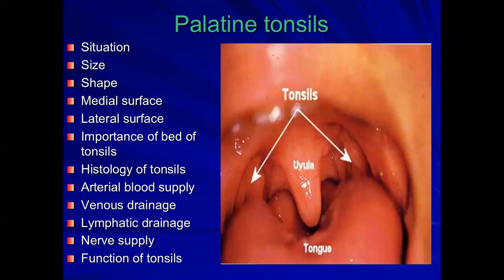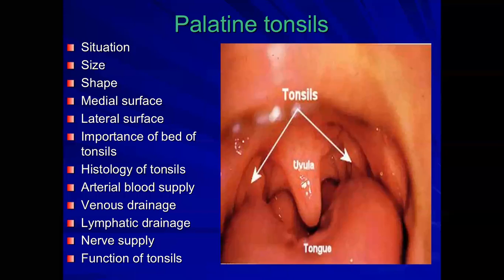Here you see the situation, size, shape, medial surface, lateral surface, importance of the bed of the tonsil, history of the tonsil, arterial blood supply, venous drainage, lymphatic drainage, nerve supply, and the function of the tonsil. Just for your knowledge, you must know these important things. Where is the tonsil? How many surfaces? How many borders? Pores are 10 to 12, multiple pores. Then there is a big crypta magna.